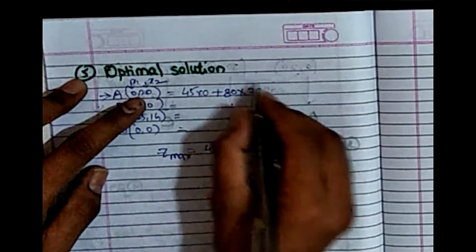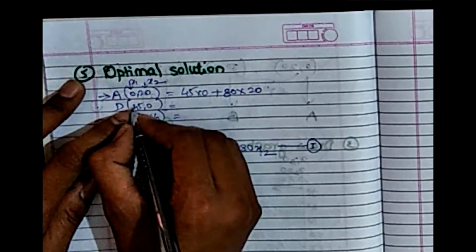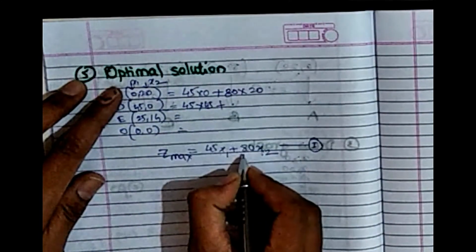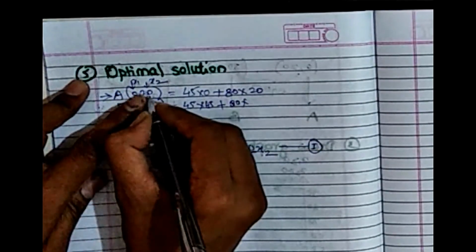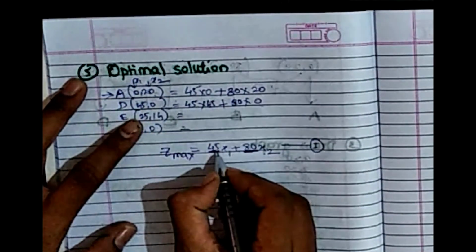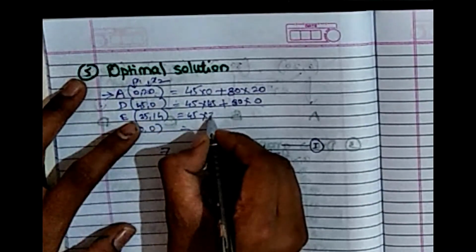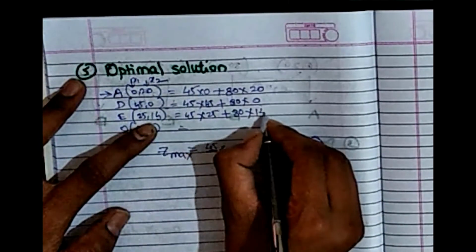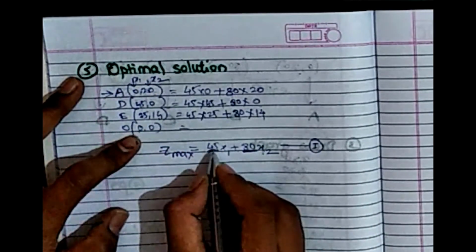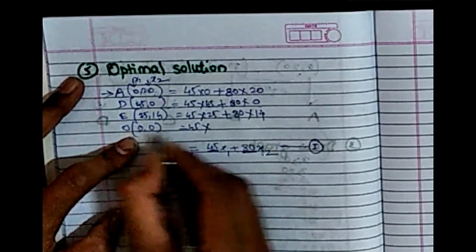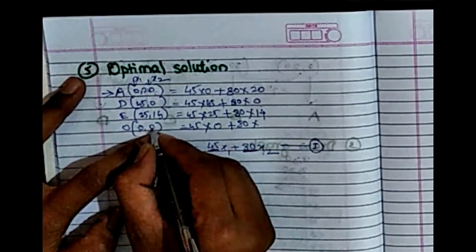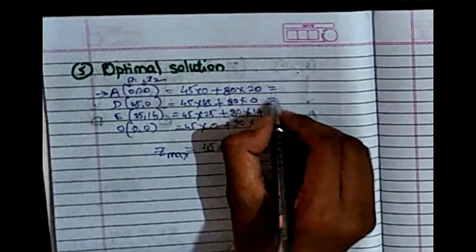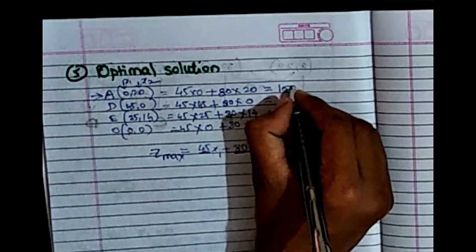For point A, we take the same equation and put in the values of the point: 45 into x1 value, which is 0, plus 80 into x2 value, which is 20. Next, for the next point, 45 into x1 is 45 plus 80 into x1 is 0. For point E, 45 into x1 value 25 plus 80 into x2 value 14. For the last point, 45 into 0 plus 80 into 0. Now we'll find the values. 80 into 20 is 1600.